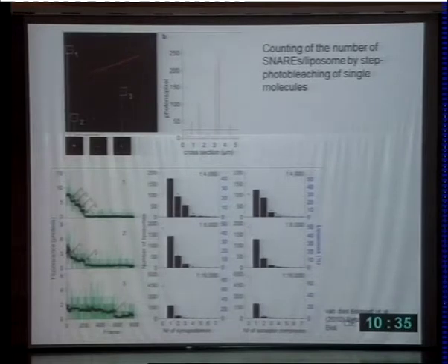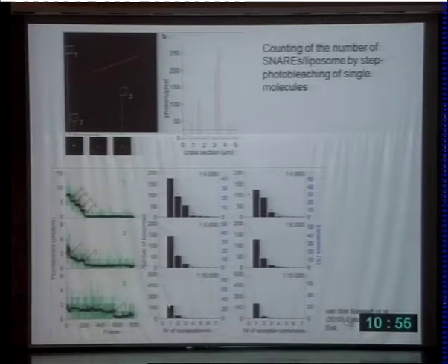And this way, he was able to show that the number of SNAREs more or less corresponded to what we had calculated. It was actually a little lower. And also, he could show that the distribution is perfect. It corresponds to a perfect Poisson distribution, which means that at least at this low concentration, we don't have aggregates or oligomers. They just behave as single molecular entities.